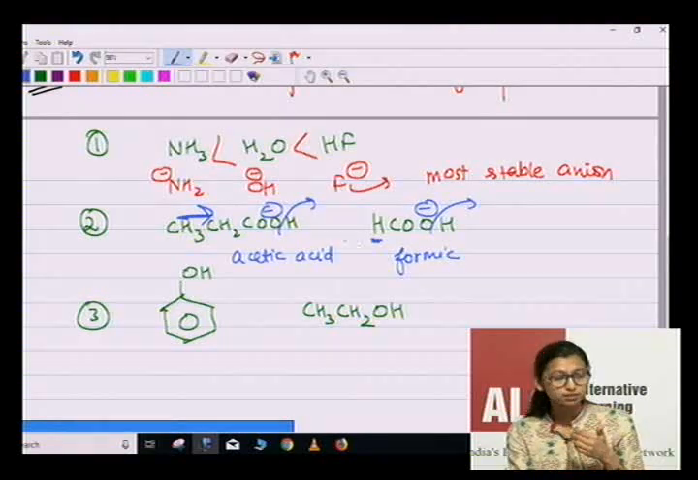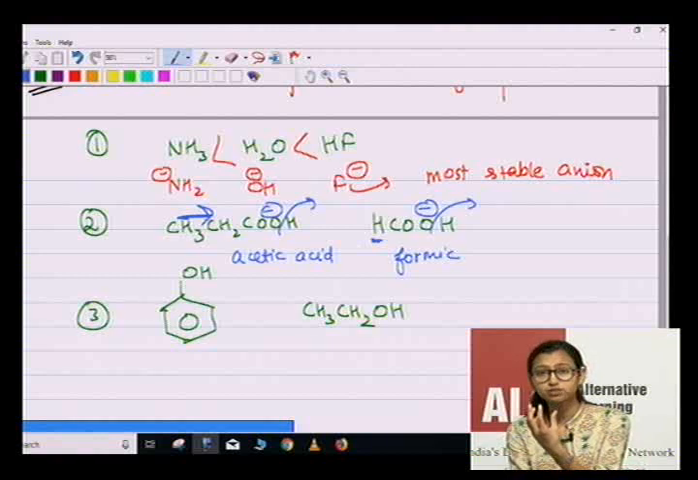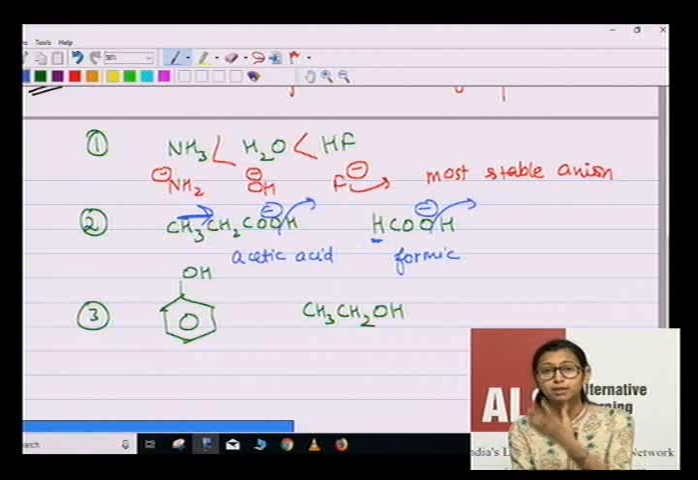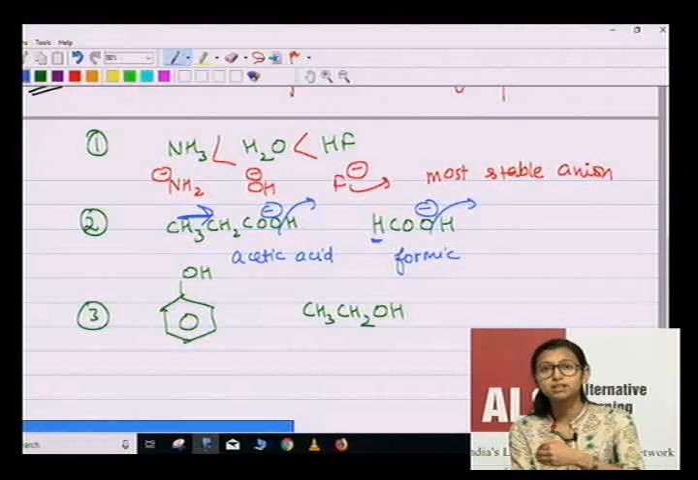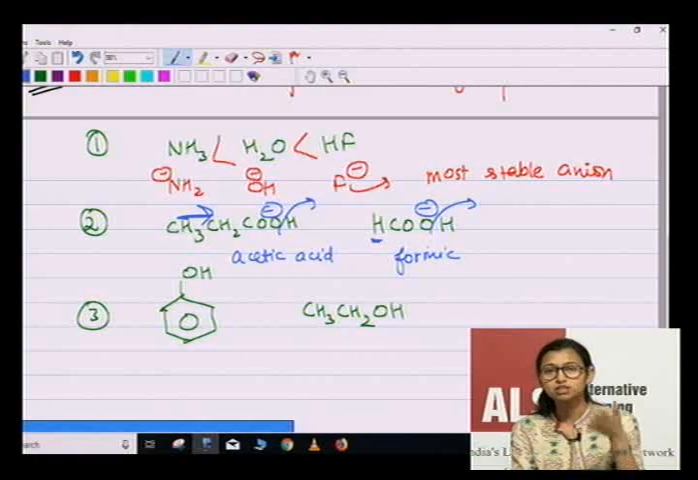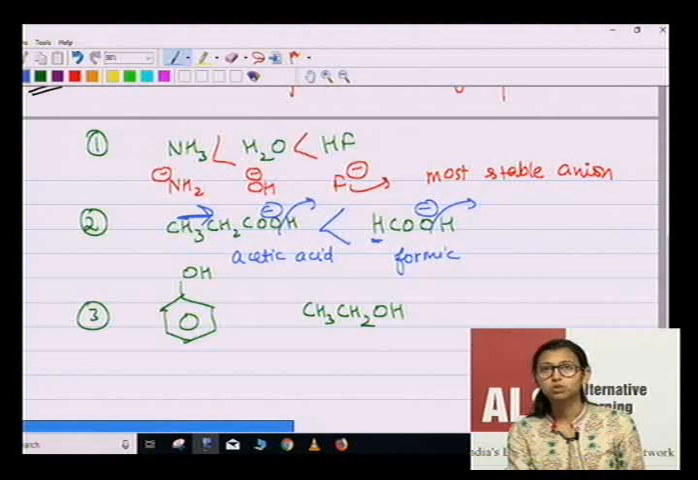So, we already have the negative charge and we want to make it stable. But instead of making it stable, this methyl group is giving the electron density and destabilizing it. That is why the anion corresponding to the formic acid will be the more stable one, and this is a very good acid. I hope there is no doubt.